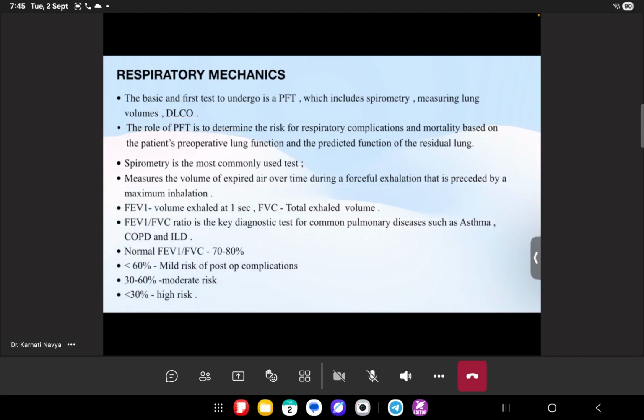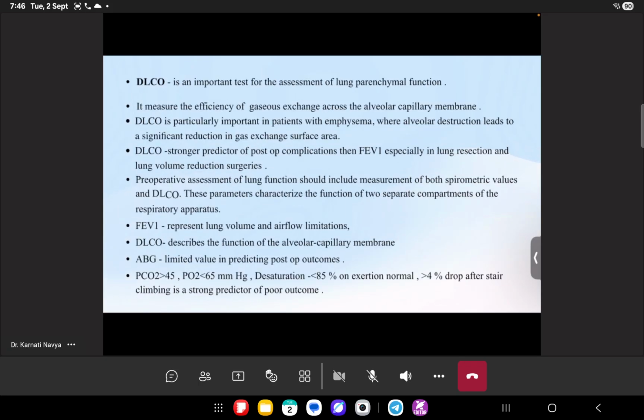The normal percentage is 70 to 80%. Sorry, if it is more than 60%, there is a mild risk of post-op complications. Within 30 to 60%, it is moderate risk, and less than 30% is indicated as high-risk patients.